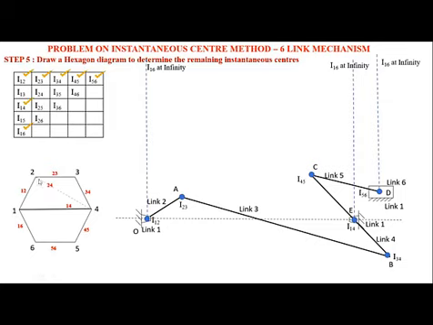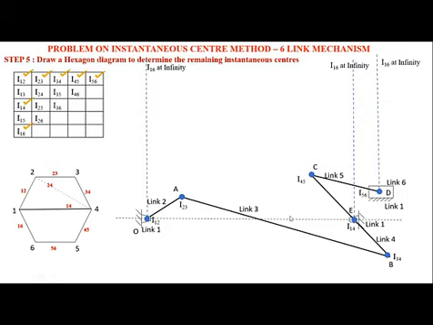This 2 4 means this line is common between two triangles. That means 2 3, 3 4, and 2 4 form one triangle, and 1 2, 1 4, and 2 4 form another triangle. Now we have to extend a line through two instantaneous centers, that is I23 and I34. Where is I23? Here I23 is, and here I34 is. So anywhere on this straight line I24 exists, and we'll go with I12 and I14. This is I12 and this point is I14.